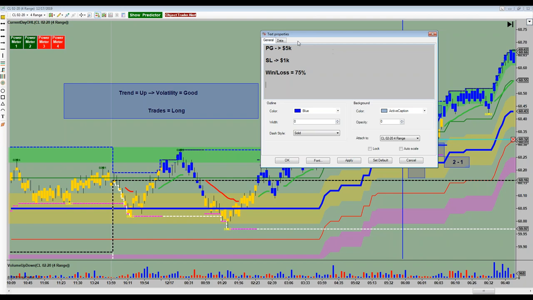If you averaged 5 grand winners and 1,000 loser days, what would be your win-loss ratio just to break even? Anybody? I know what it is. What would it be for break even with a 5-to-1 profit goal versus loss? Profit versus loss is 5-to-1. How low could your win ratio go just to break even, given these two right here?